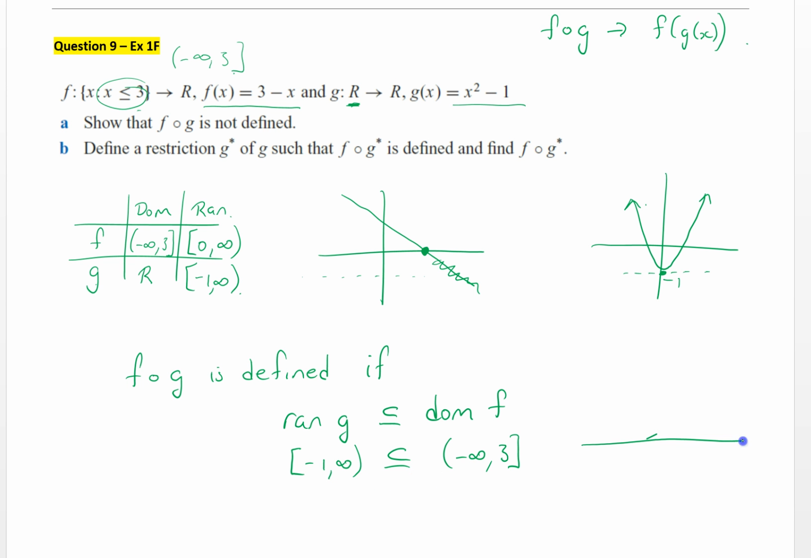If you're not too sure, remember a little number line helps you see visually where the intersection of those two domains might be. So we've got negative 1 to infinity is over here, and then negative infinity up to 3 goes this way, and this is not a subset of this one here. To be a subset, it needs to fit inside that particular domain there. So that's actually not true. So if it's not true, then we say, therefore, f∘g is not defined.